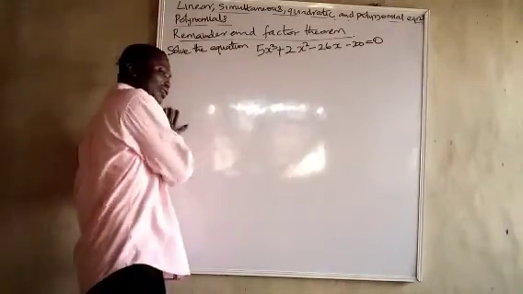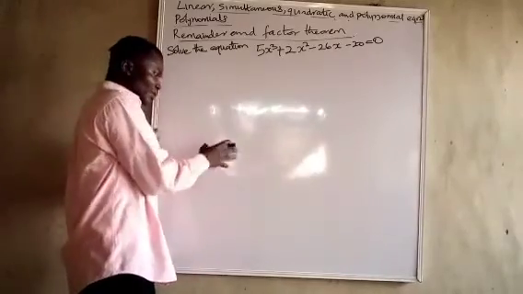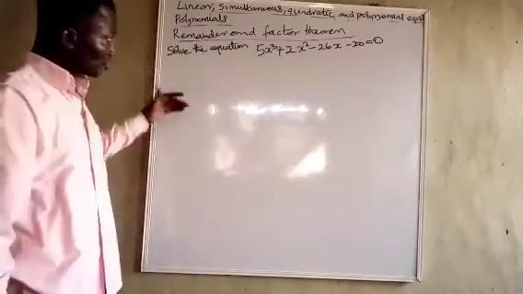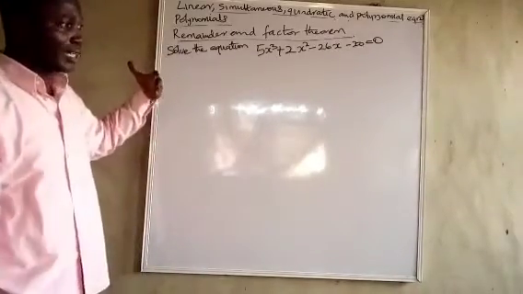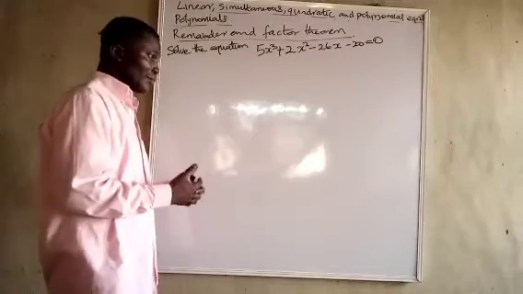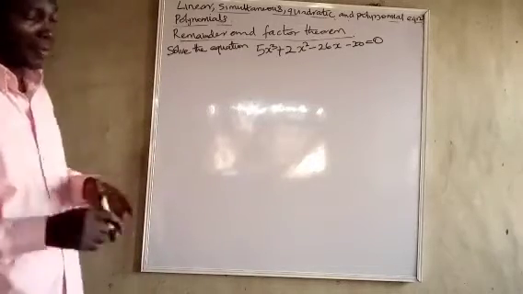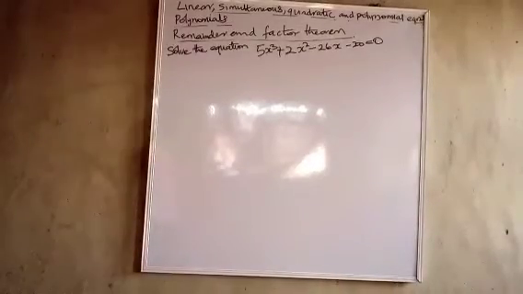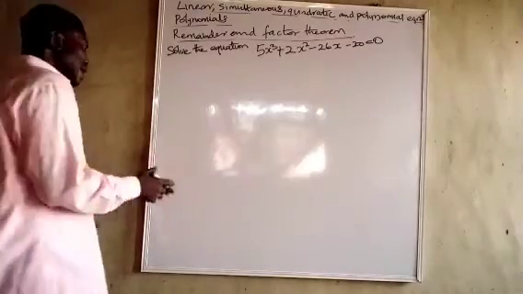Because we are not like the last one I did, where we were given one factor to start with. But in this instance, we are not given any factor to start with. So we need to work it out, and we do that by guessing. We refer to that as trial and error.